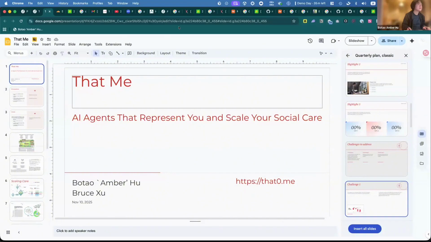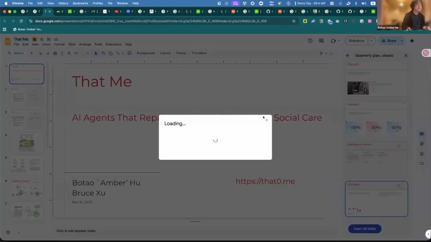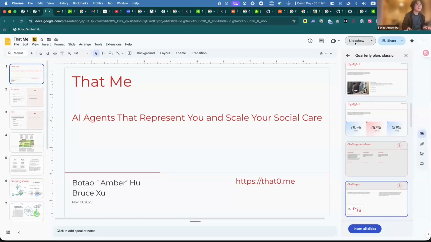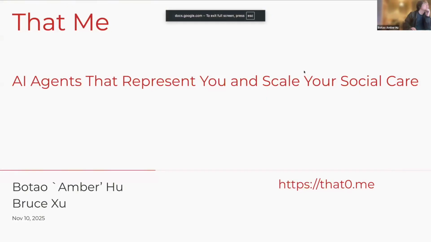Yeah, we changed our idea from the mom last night. Anyway, this project is called That Me. It's a collaboration with Bruce and me, and it's about an AI agent that represents you and scales your social care.